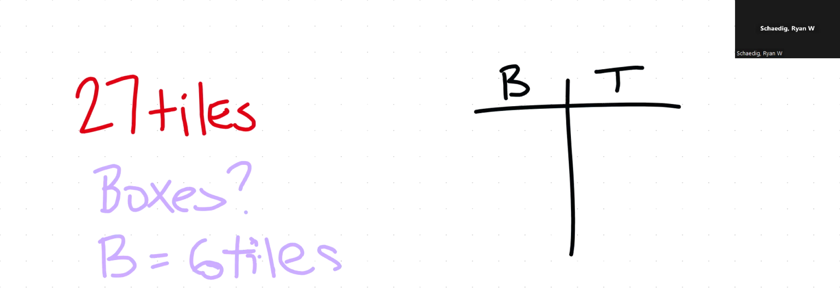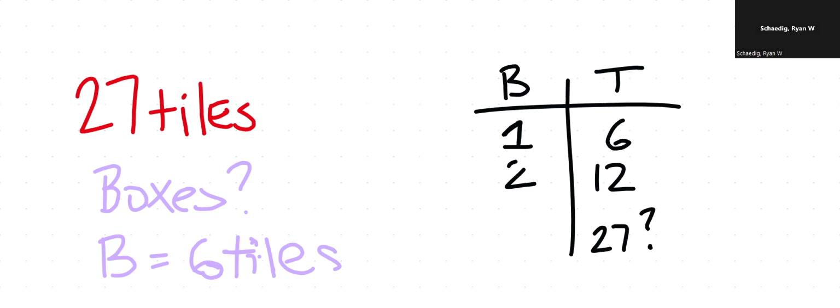So if I bought one box of tiles, I would get 6 tiles. If I bought 2 boxes of tiles, I'd get 12 tiles, right? And what we need to know is how do we get 27 tiles? So then again, how many boxes would that be? So this is where you can think about that input-output approach to things. This is that next kind of level, right?